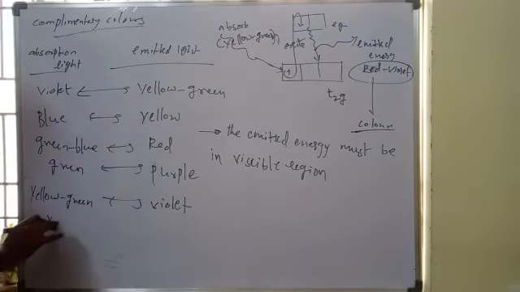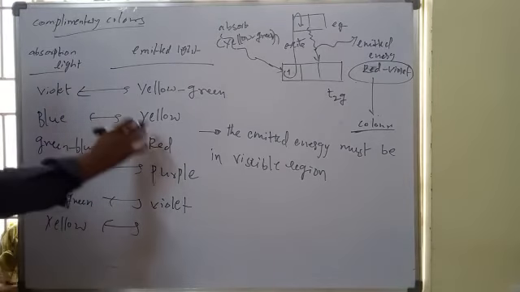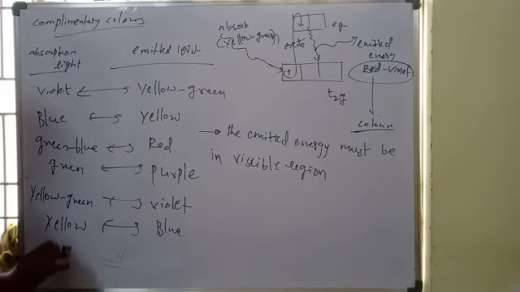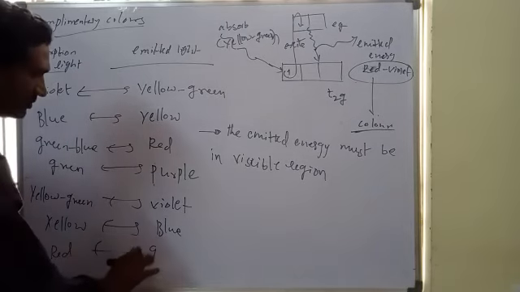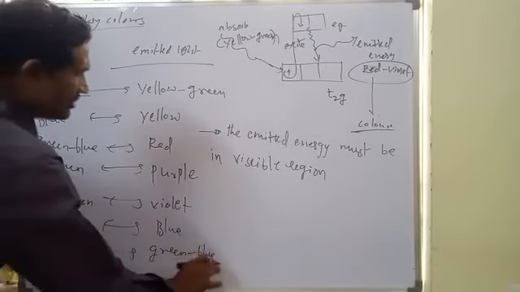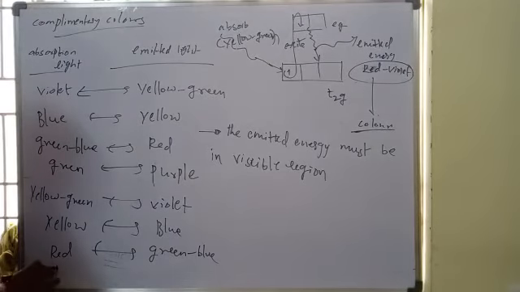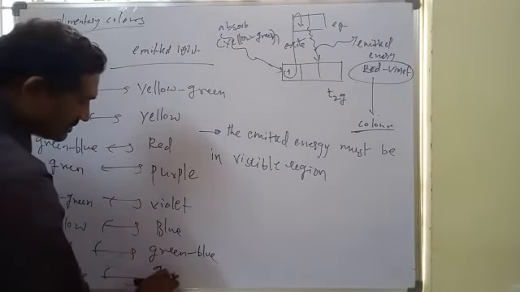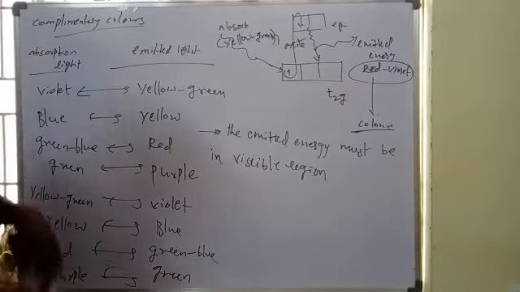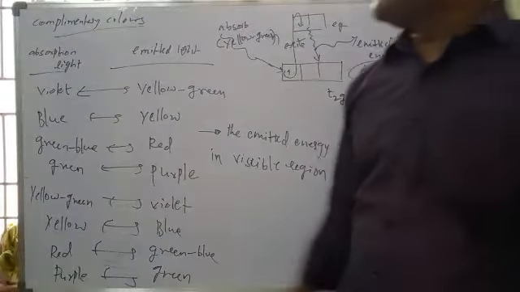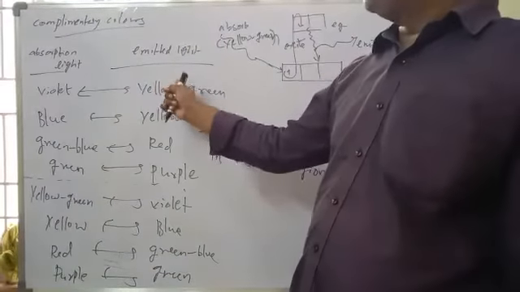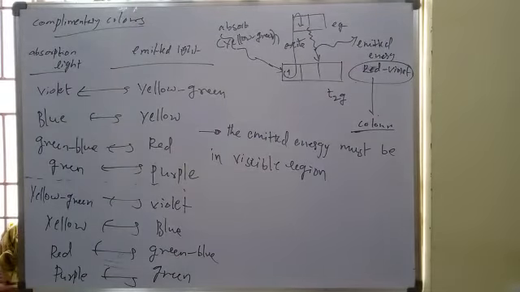Okay? If it absorbs yellow, it appears blue. If it absorbs red, it appears green-blue. And if it absorbs purple, it shows green. So these are the complementary colors; we can remember up to this. This emitted energy is the color of the real complex.